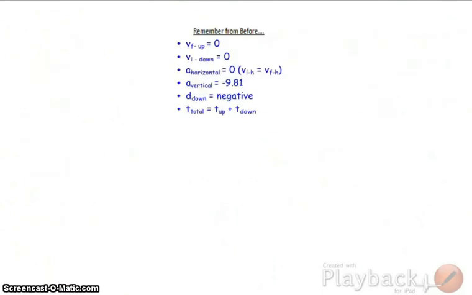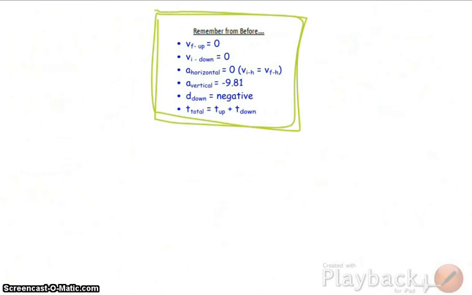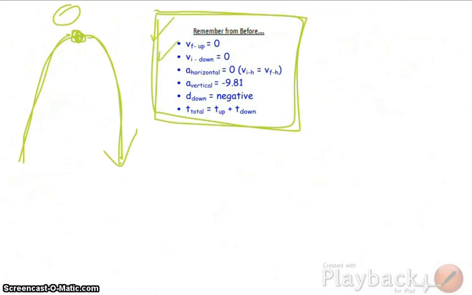Now the same things from before still come into effect. If you're going up and down, at this point your vertical velocity is 0. So final on your way up, initial on your way down. Horizontal, acceleration is still 0. Only thing acting on it is gravity. Vertical, negative 9.81. Your distance down is negative, your displacement is negative on the way down.